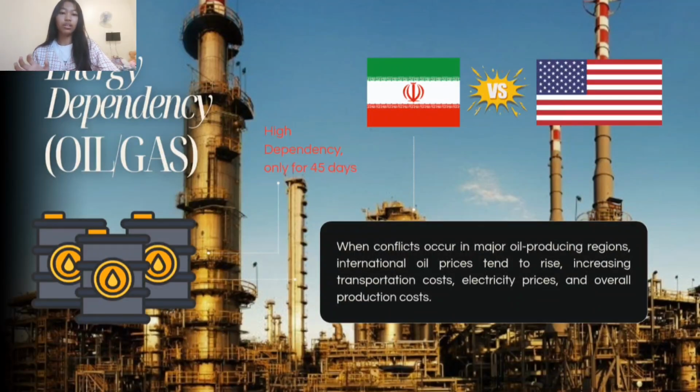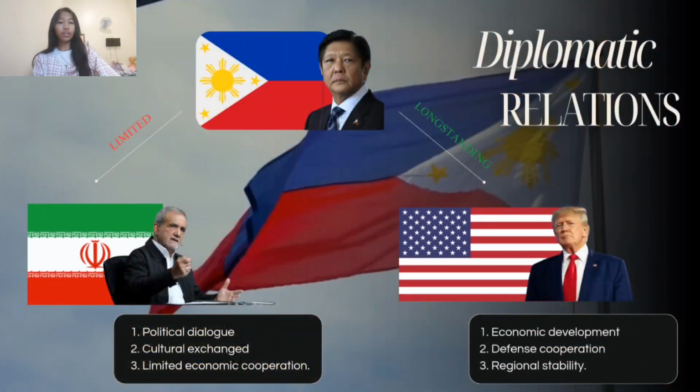This is also according to Collinson's analysis of the international business environment. Energy availability and cost stability are critical factors influencing national competitiveness and corporate decision making. So countries with high dependency on imported energy are more exposed to geopolitical risks, which can influence investment decisions and long-term economic planning. Next, we're going to move to the country's relations with Iran and the United States.